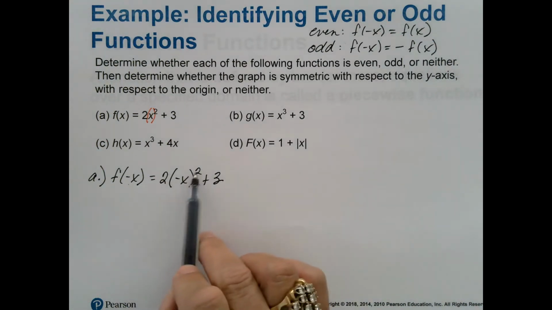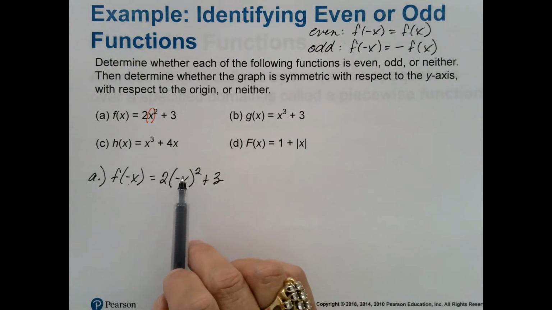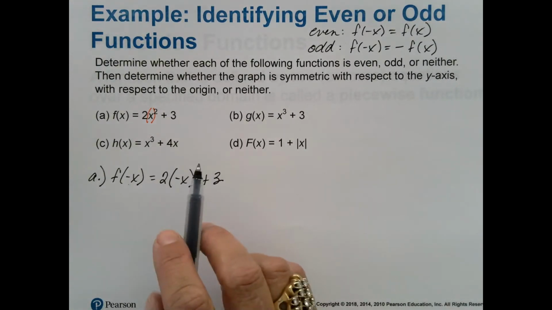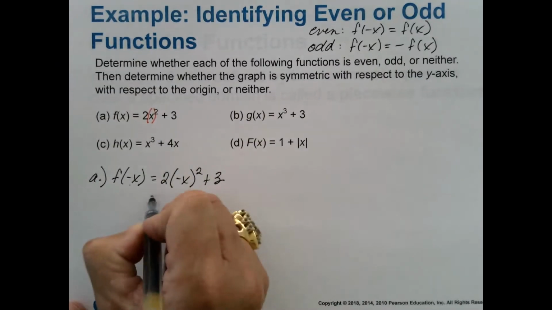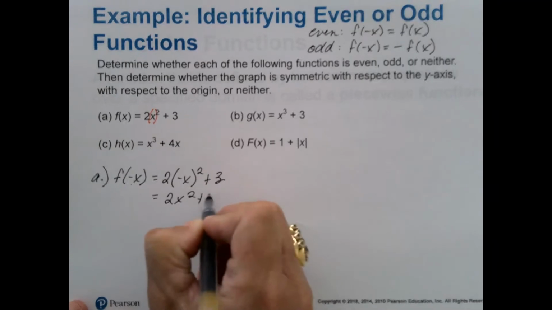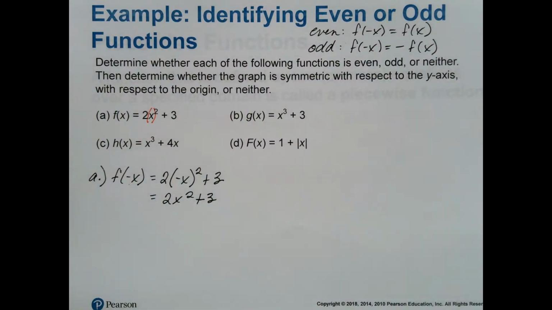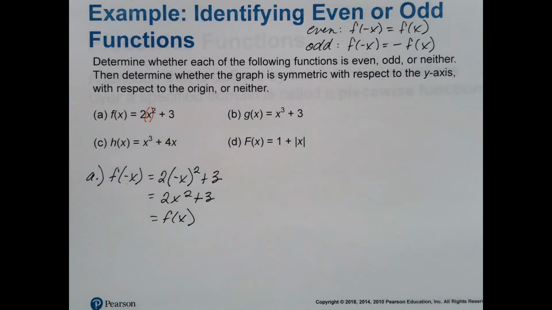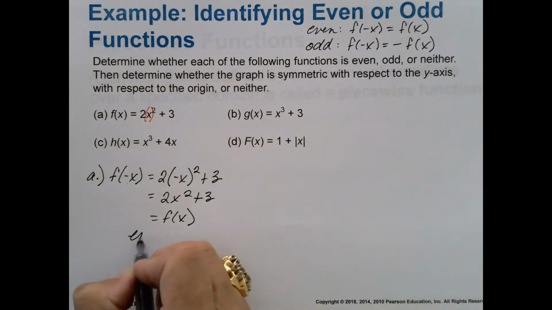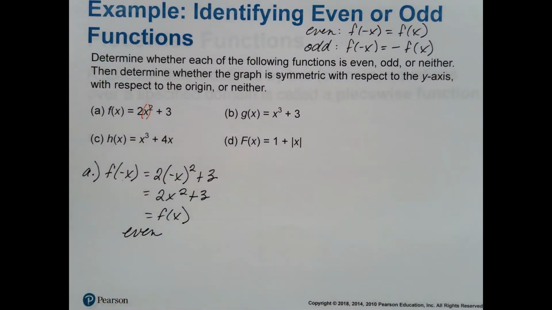Remember, we're going to take care of exponents first. So negative x quantity squared is a negative x times a negative x, which is positive x squared. So this just becomes 2x squared plus 3. Now we compare that to our original, and what do you see? It's exactly equal to the original, because squaring the negative made it positive. So what type of function is f? This one is even. Questions on A?